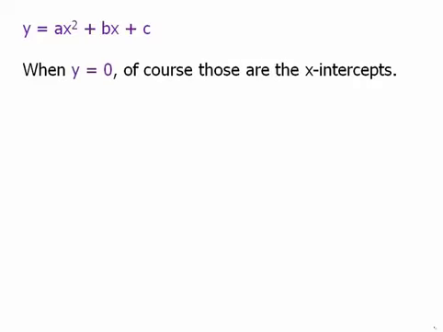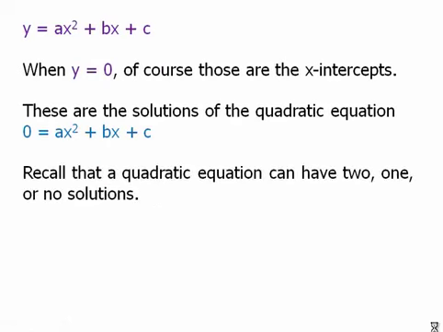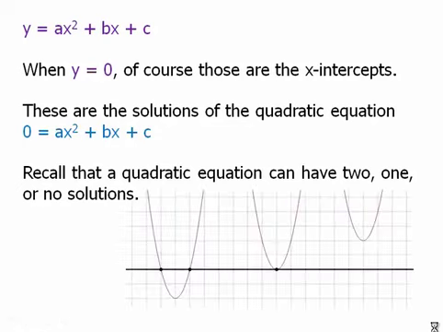When y equals 0, of course, those are the intercepts. These are the solutions of the quadratic equation 0 equals ax squared plus bx plus c. Recall that a quadratic equation can have 2 or 1 or no solutions. And graphically this makes sense. We could have a parabola that intersects the x-axis twice, or once, or not at all.